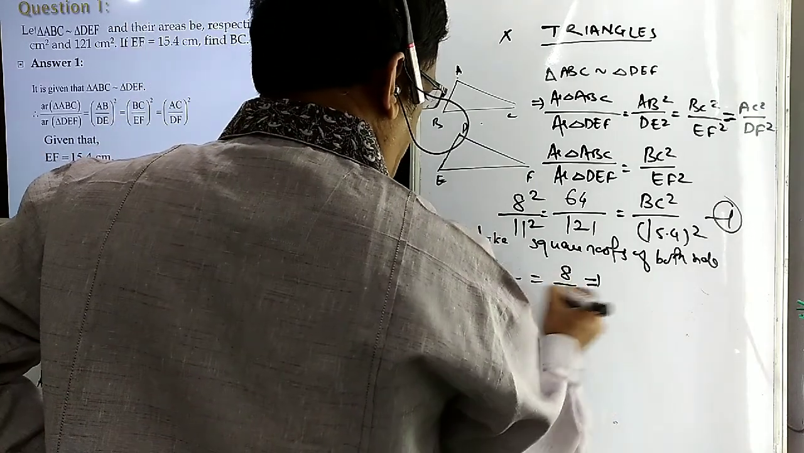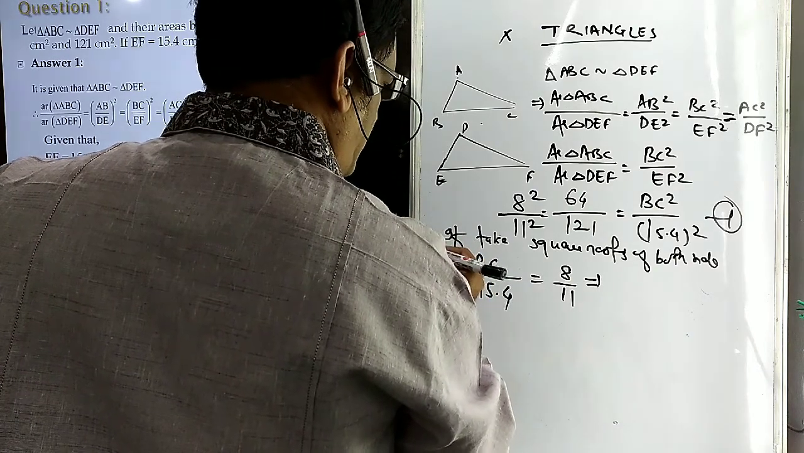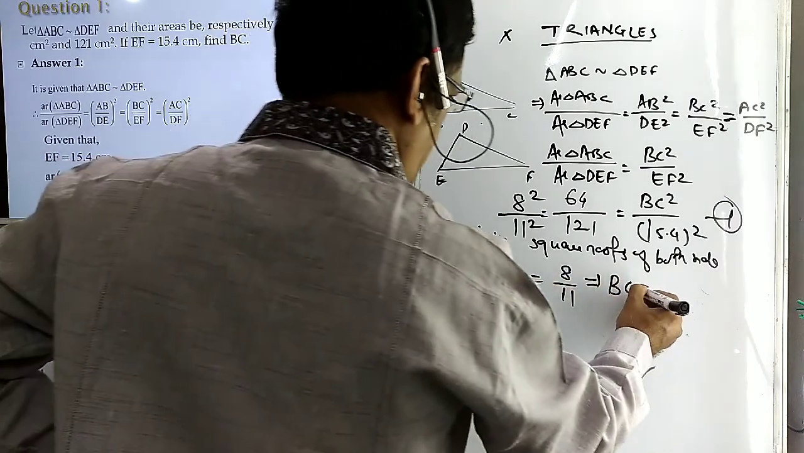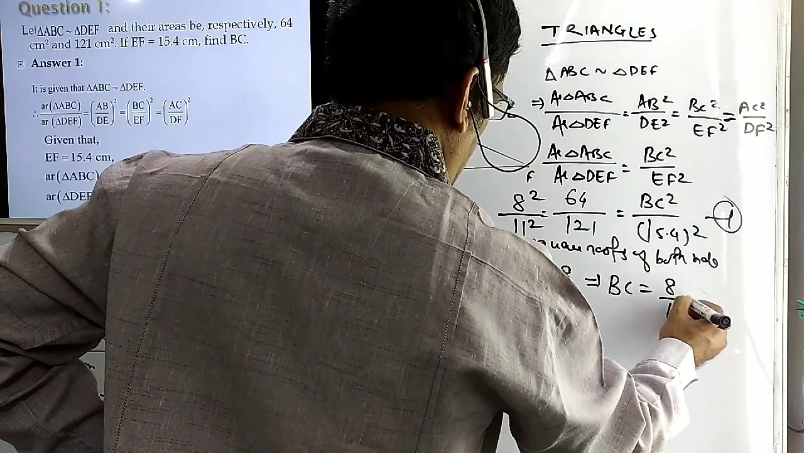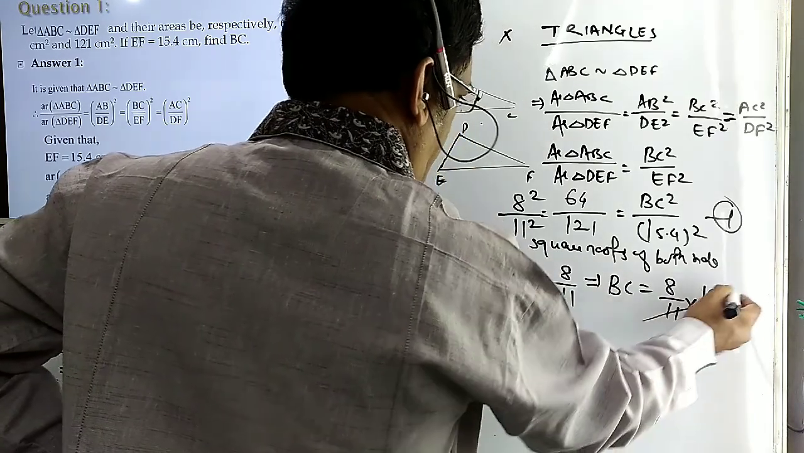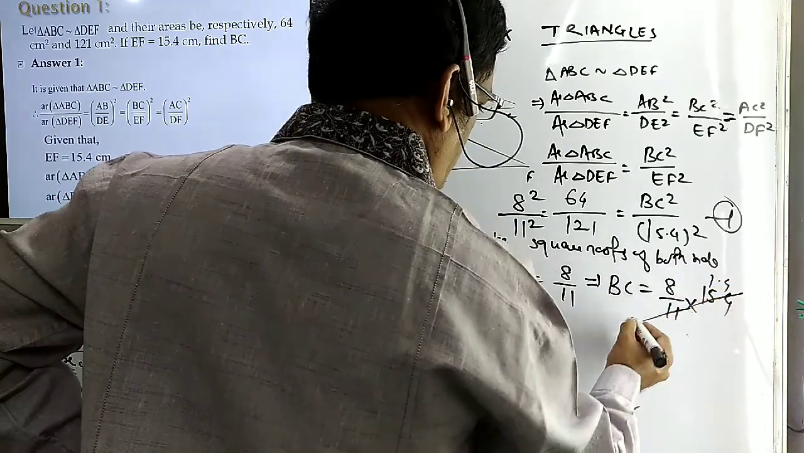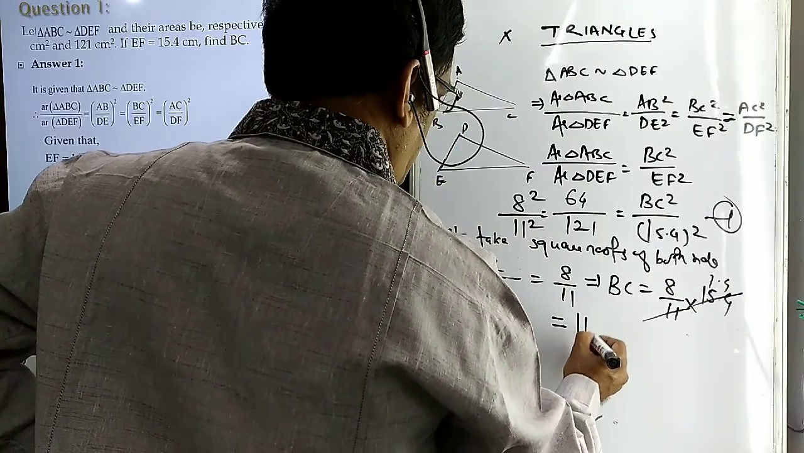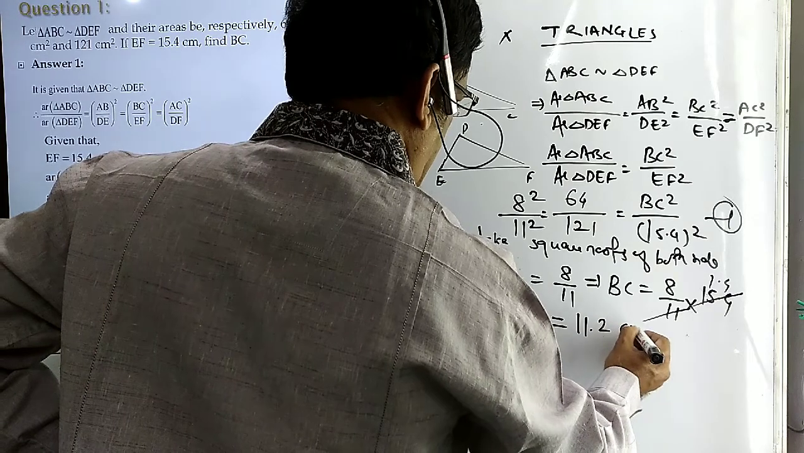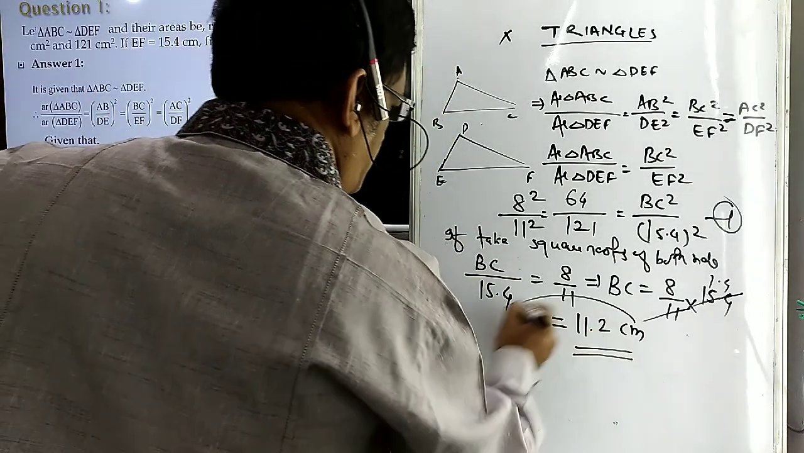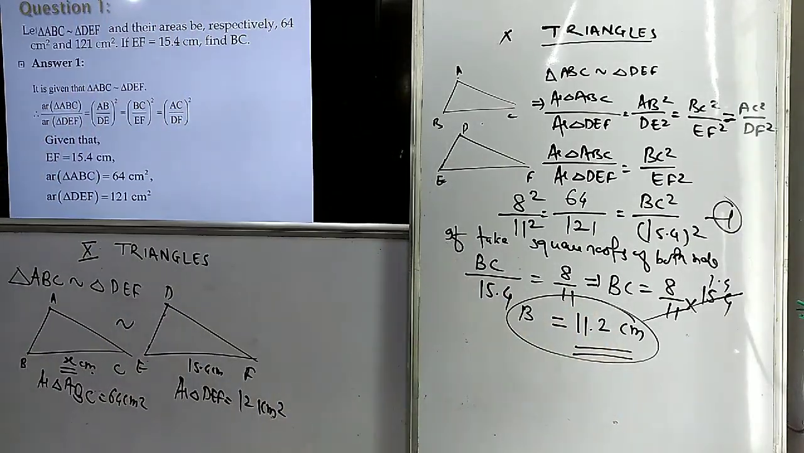And this implies, if you do cross multiplication, we want only BC. So BC is equal to 8 by 11 into 15.4. 15.4 divided by 11 gives 1.4, and if 1.4 and 8 are multiplied, it gives 11.2 centimeter. So this is side BC. BC is equal to 11.2 centimeter.